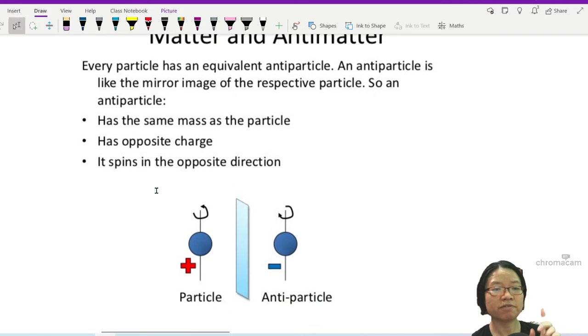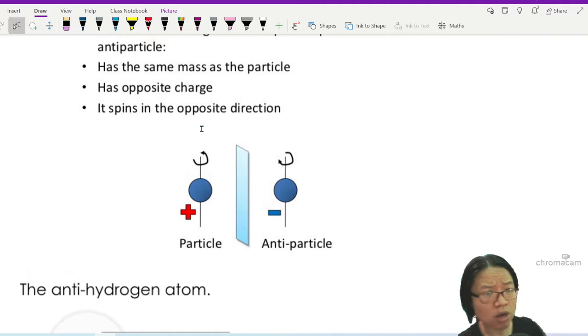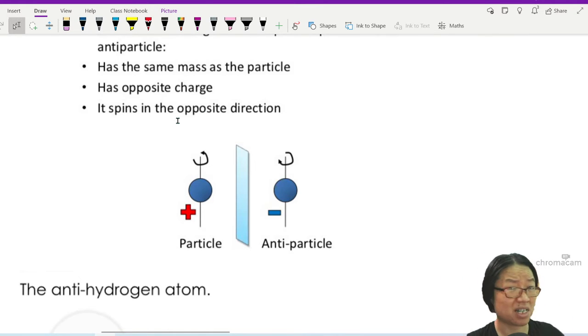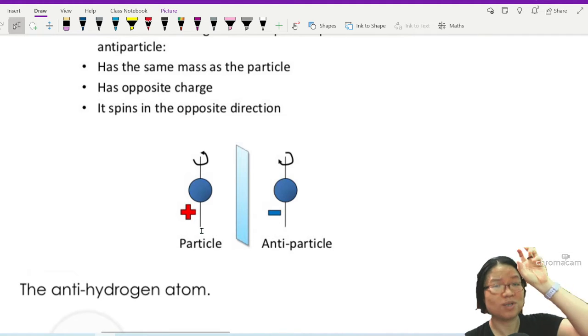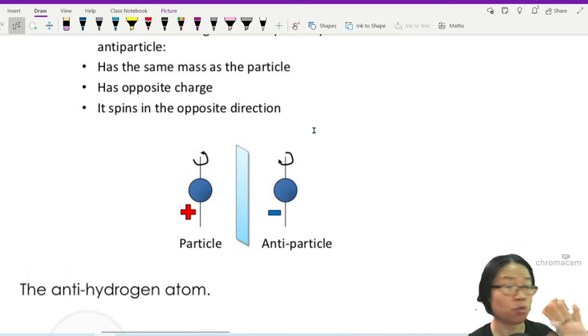The first thing is they will have the same mass, but opposite charge. That's why the anti-electron is positive, but the electron is negative. And it spins in the opposite direction. If you do chemistry, you will know through the Pauli exclusion principle that particles have a certain spin. But if not, then just accept that the particles don't just sit there, they are actually spinning, and they're opposites. Not very relevant to our classification, but nice to know.